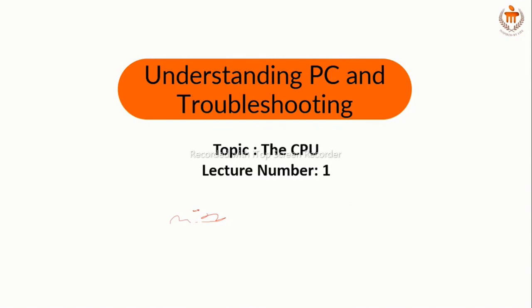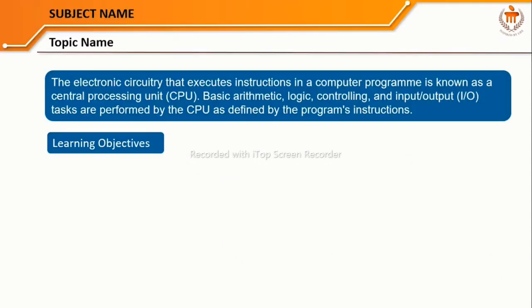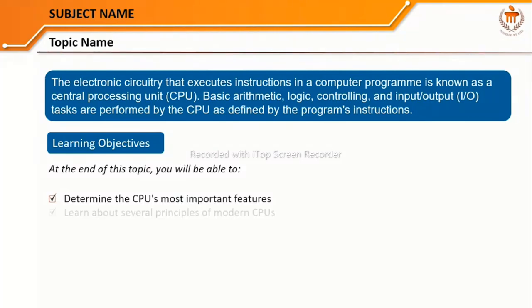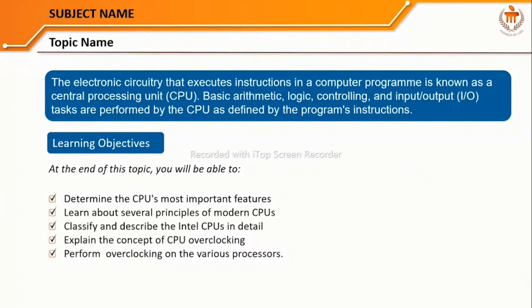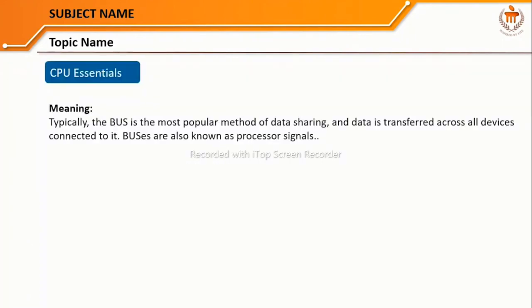The topic is CPU. The electronic circuitry that executes instructions in a computer program is known as a processing unit, the CPU. It can perform operations like arithmetic and logic, and it can also control the input and output tasks. These are the things managed by the CPU.